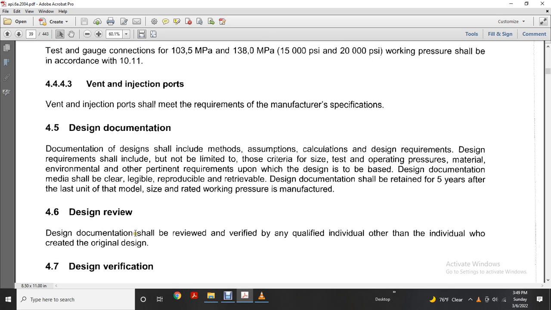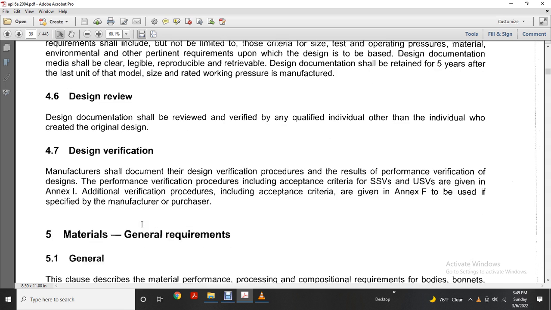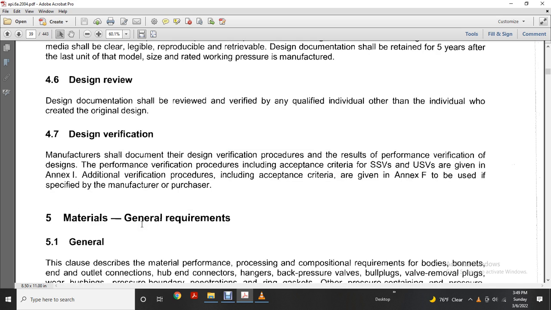4.6 Design review. The design documentation shall be reviewed and verified by a qualified individual other than the individual who created the original design. Design verification: the manufacturer shall document these design verification procedures and the results of the performance verification. Design and performance verification procedures include acceptance of service safety valves, given in Annex I, and additional verification procedures including acceptance criteria given in Annex F, to be used if specified by the manufacturer or purchaser. 5. Materials, general requirements.